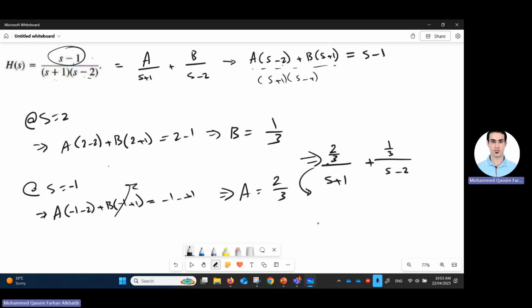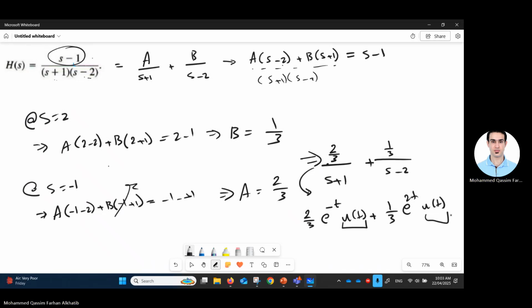So this one leads to what? 2 over 3 e to the power minus t u of t plus 1 over 3 e to the power 2t u of t. Now again, since we put the u of t, immediately that's a causal system because u of t will force the negative values in time to be 0. Clear? Again from the tables.